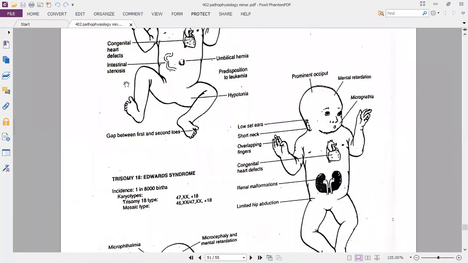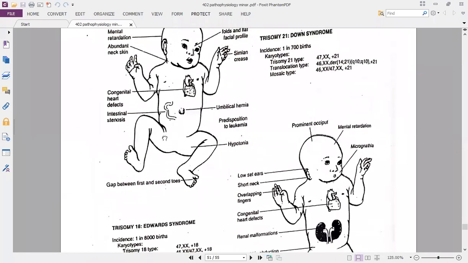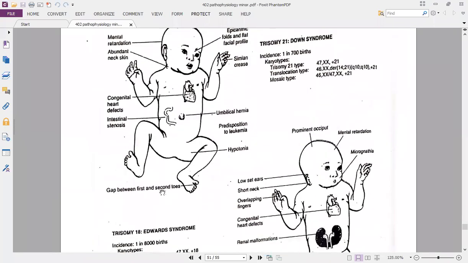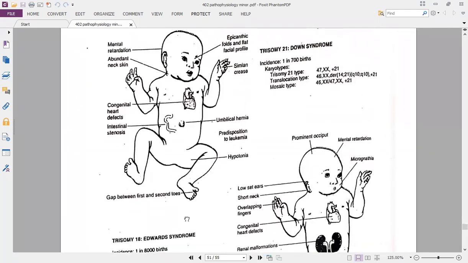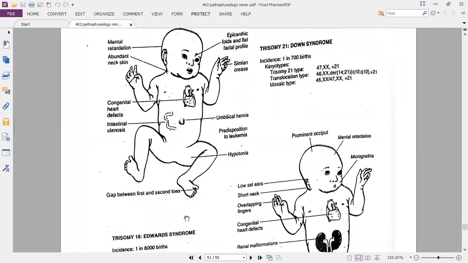I'm just putting this here. This baby here is suffering from Edwards syndrome. What's Edwards syndrome? The karyotype is trisomy 18, in which chromosome 18 is having three chromosomes there. The extra chromosome comes because of the failure of the homologous chromosomes to separate in meiosis. You know, in meiosis, haploid gametes are to be made, which means there are 23 chromosomes in a gamete.